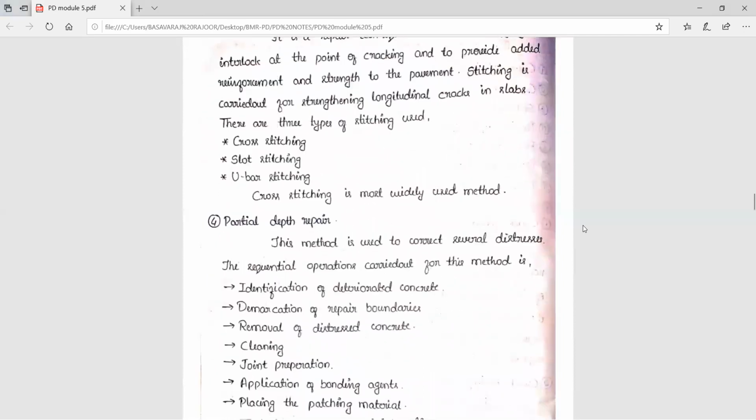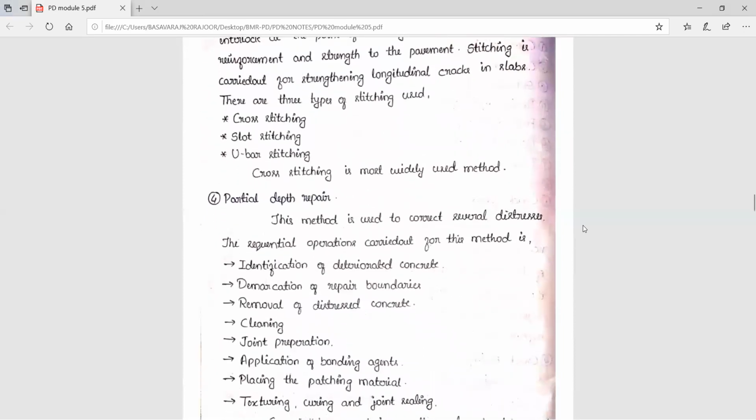Moving on to the next one, that is partial depth repair. In this method, identification of deteriorated concrete, demarcation of repair boundaries, removal of distressed concrete, cleaning, joint preparation, application of bonding agent, placing the patching material, texturing, curing, and joint sealing are the sequential operations before the pavement is opened to the traffic.